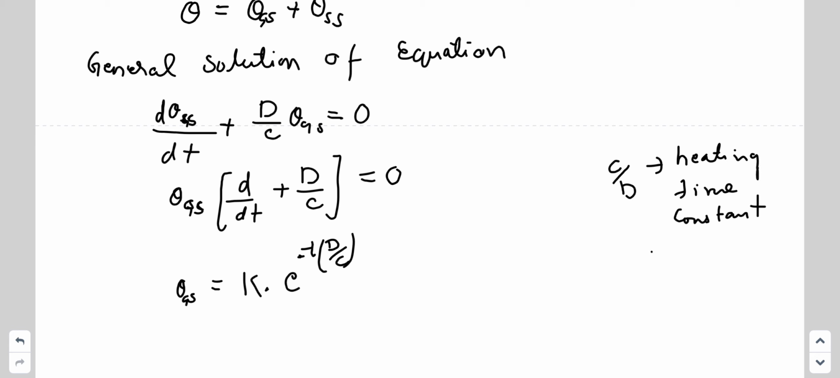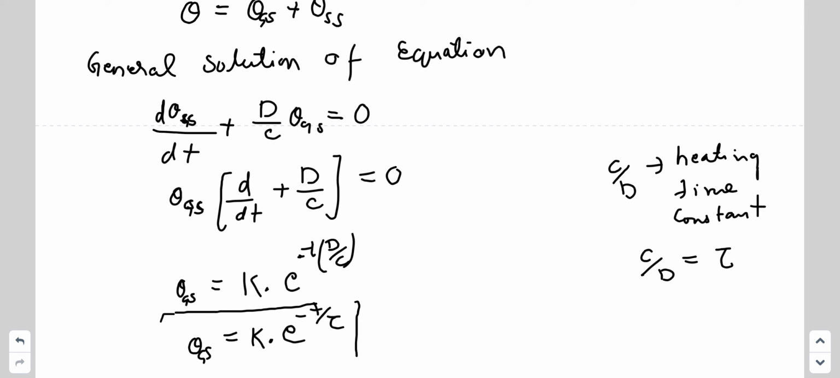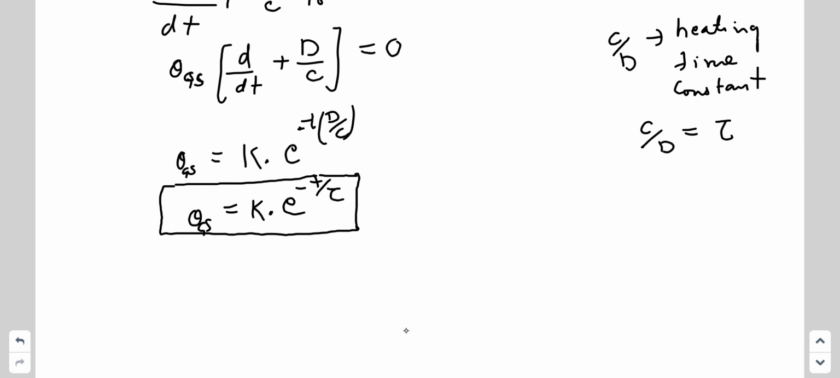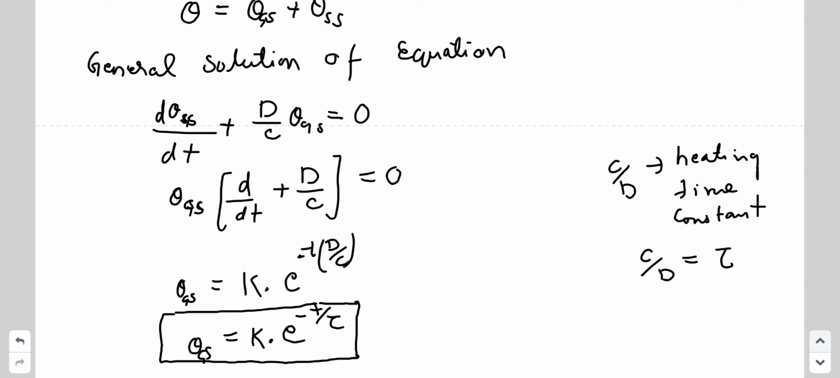So write it as C by D is equal to tau. So theta GS is equal to K times e to the power minus t divided by tau. So this is our general solution for theta. Now we will solve for the steady state solution.